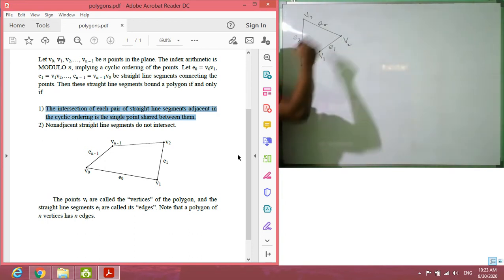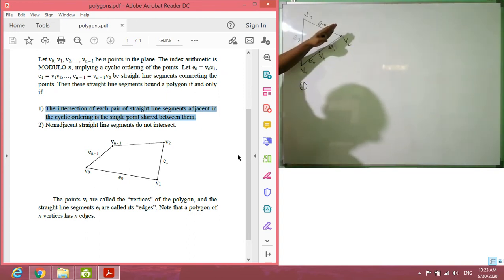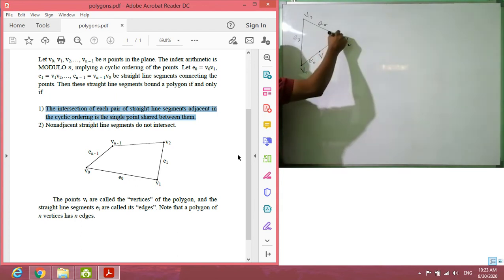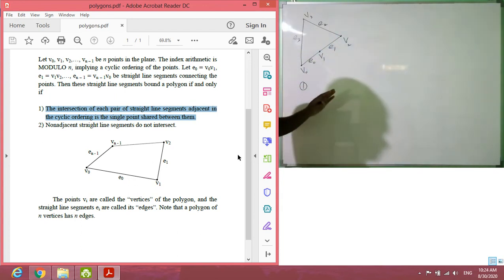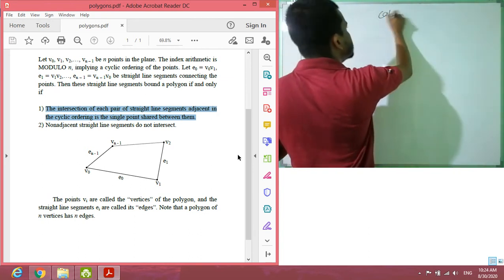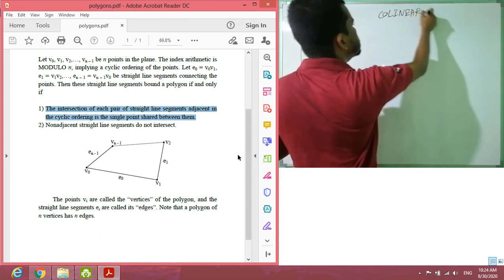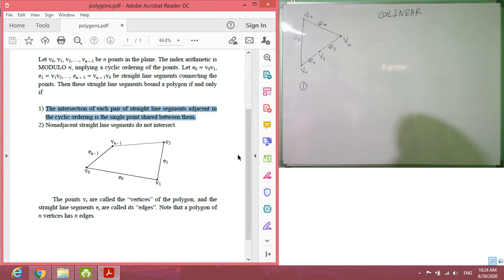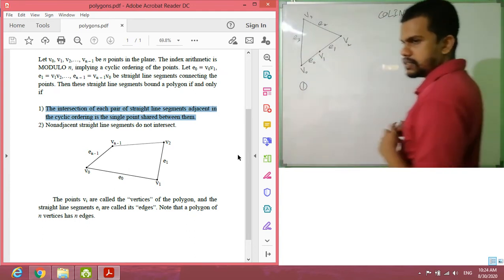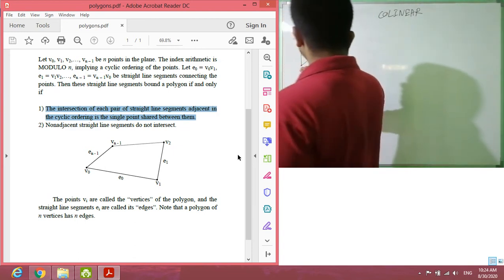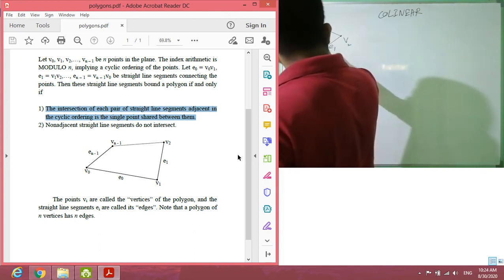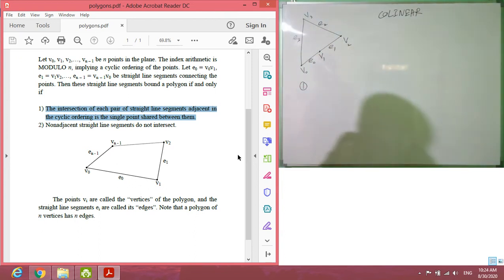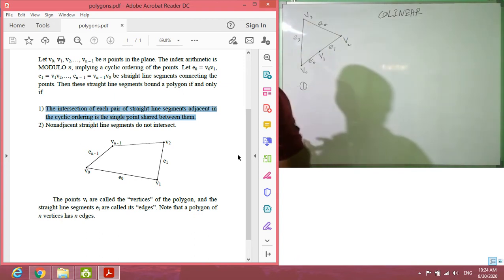Now these three points, if we connect these three points, you can connect them using a straight line. In that case we say they are collinear. These three vertices are collinear. That means we can connect these three vertices using a straight line. Okay. Can there exist collinear vertices, adjacent collinear vertices, in a polygon? These three are adjacent. If you look at the first condition, if you consider two adjacent line segments, they share a single point between them.